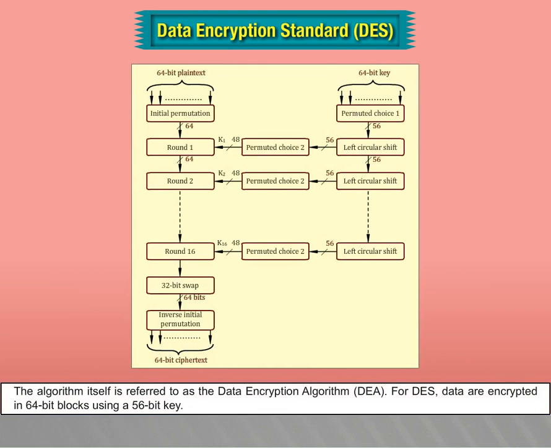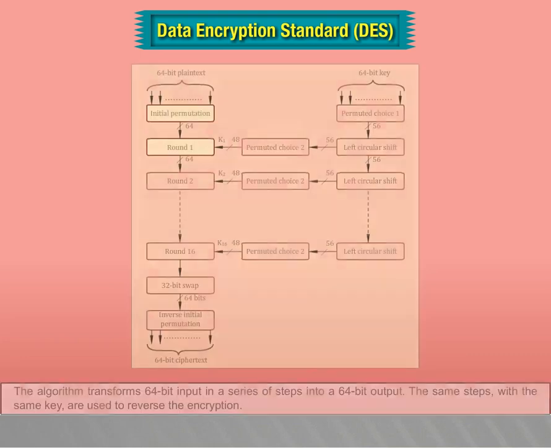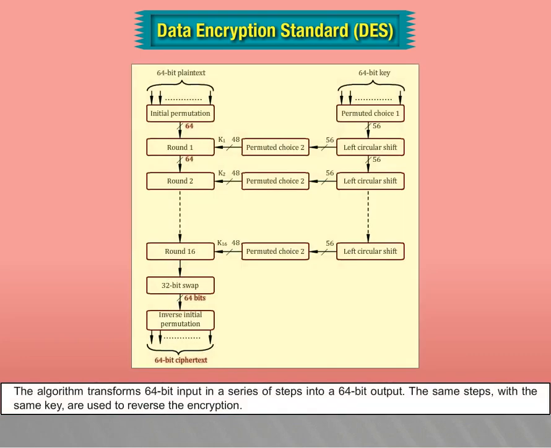For DES, data are encrypted in 64-bit blocks using a 56-bit key. The algorithm transforms a 64-bit input in a series of steps into a 64-bit output. The same steps with the same key are used to reverse the encryption.